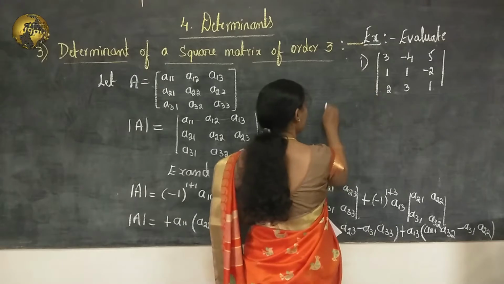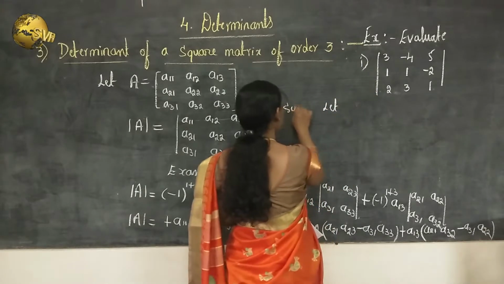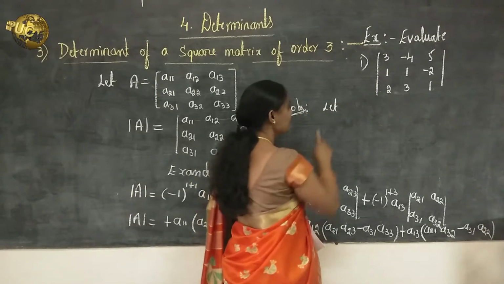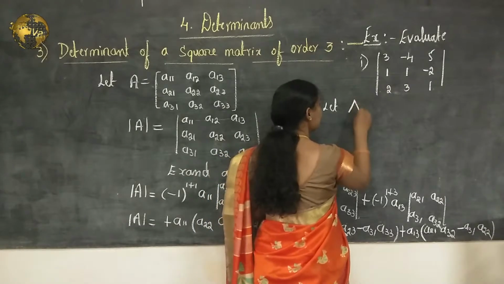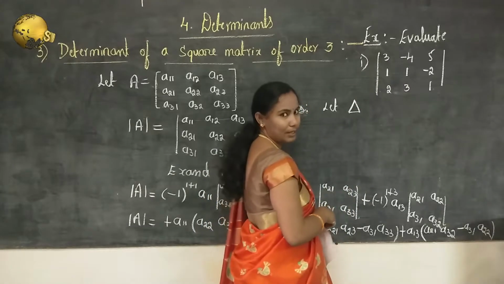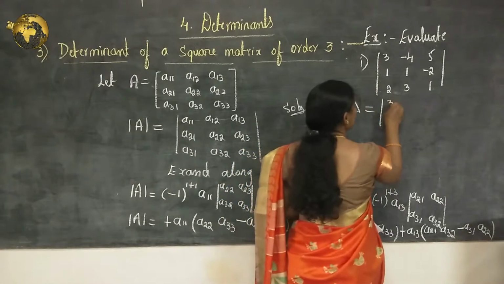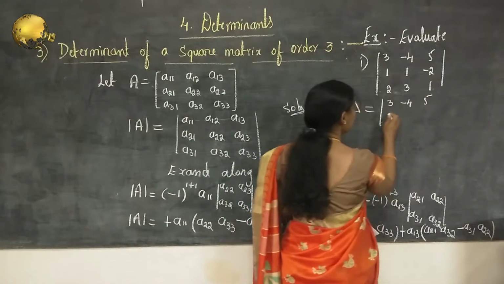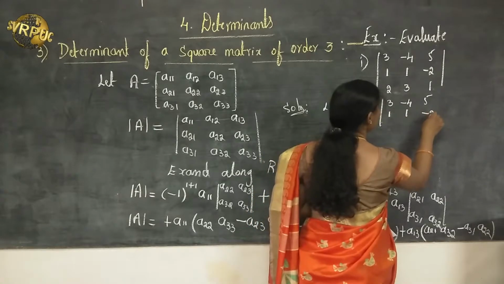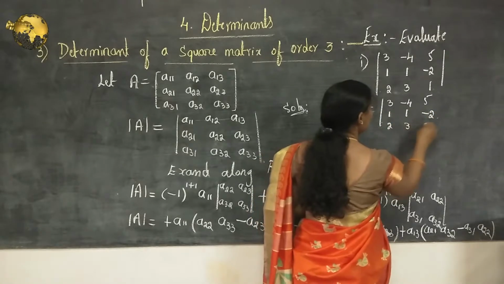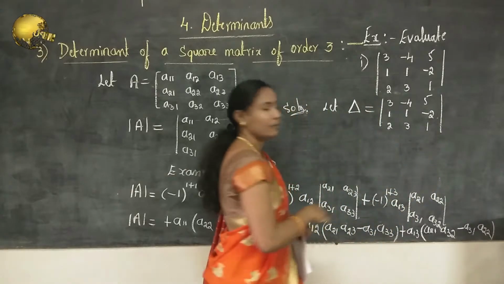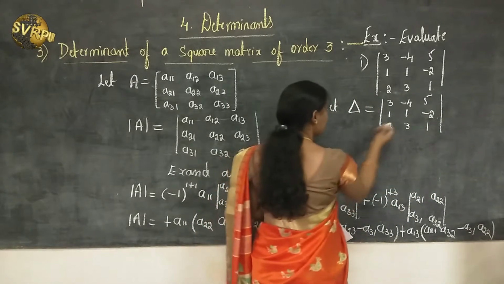First, they are not given the name here. First, we write this one in the solution form. Solution: delta. We consider the given determinant as delta, which is equal to 3, minus 4, 5, 1, 1, minus 2, 2, 3, 1. Okay. Now we'll expand it.